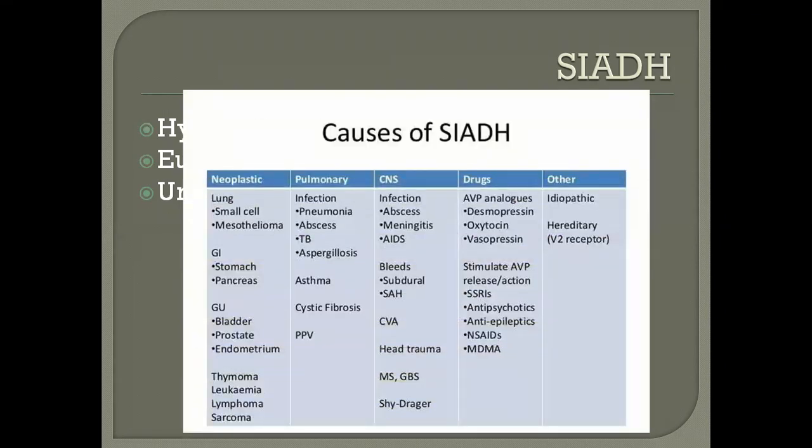Then causes of SIADH. SIADH is a huge list. Most importantly, the important ones are drugs. Desmopressin and vasopressin, of course, will cause SIADH because that is the hormone at play here. But these are not commonly used drugs. The common ones are SSRIs, antipsychotics, antiepileptics, and MDMA, again a drug of abuse.